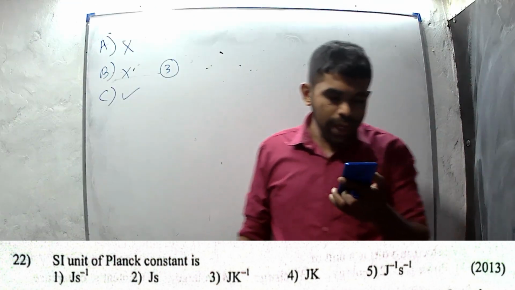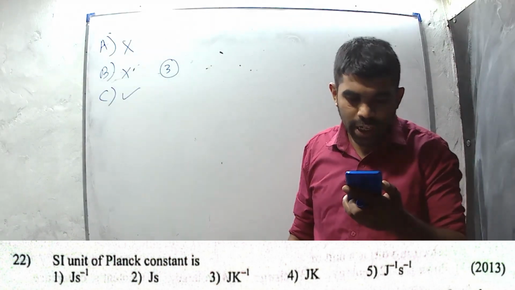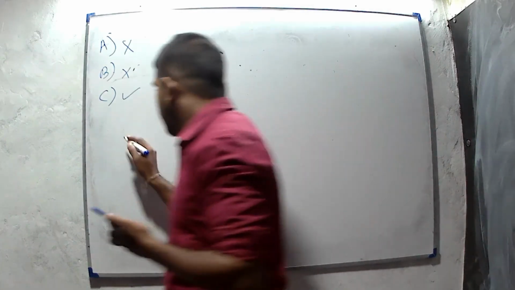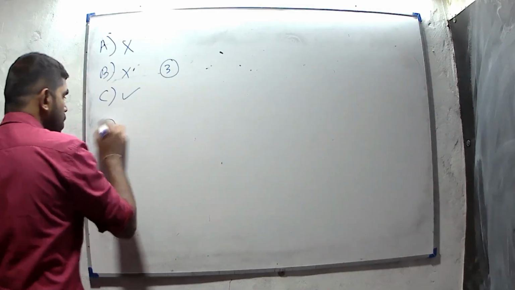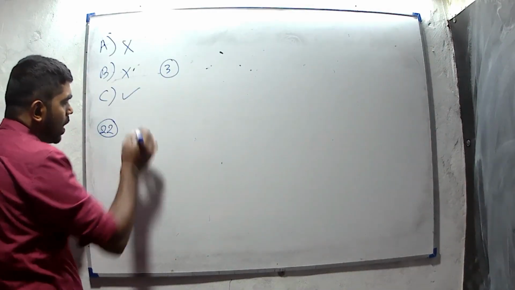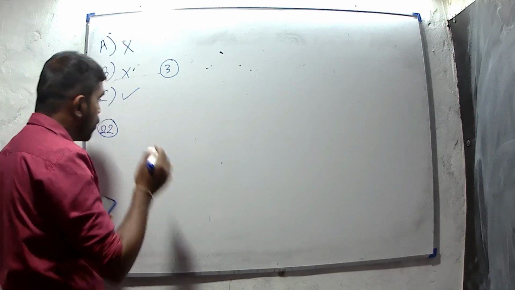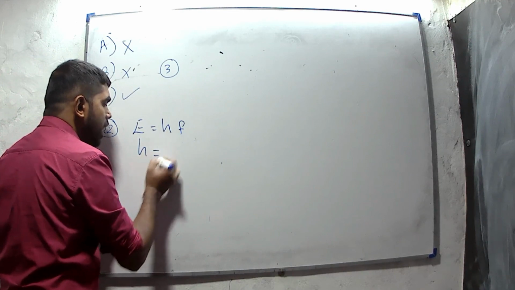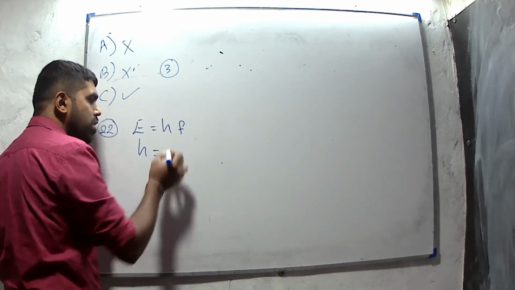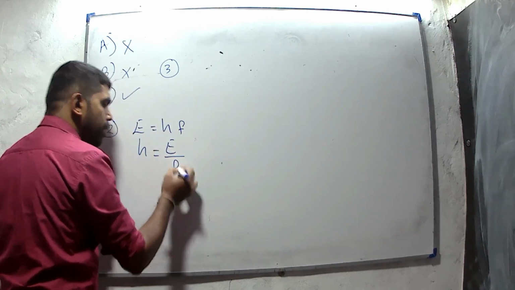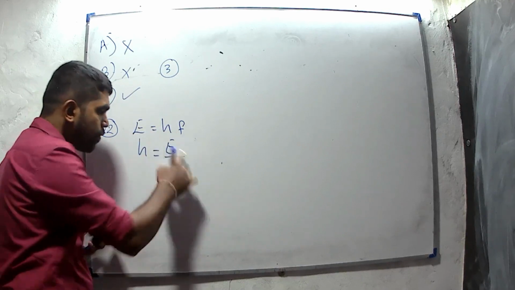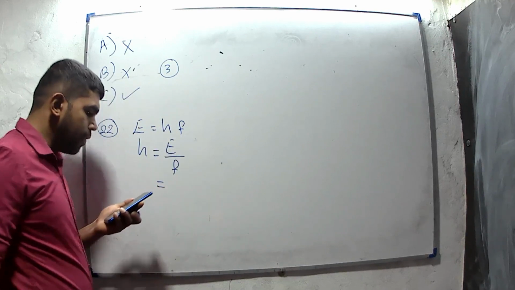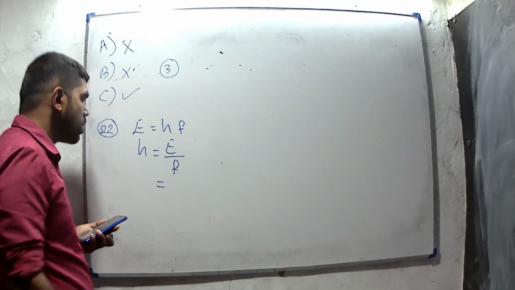Then 22. SI unit of Planck's constant is. We can get Planck's constant by using an equation. We know that energy of a photon E equals hf. Then we can make h the subject. h is the Planck's constant. h equals E divided by f. E is energy of photon, f is frequency. Then we can substitute units.